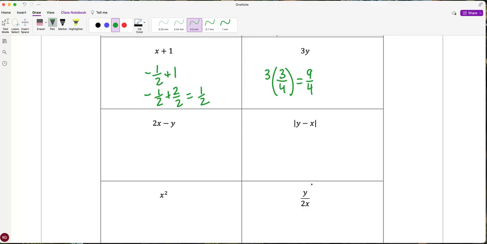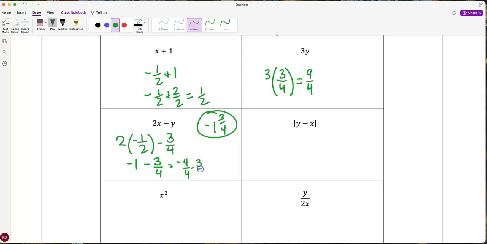2x minus y, so that's 2 times negative 1/2 minus 3/4. So this is negative 1 minus 3/4. So you could write this is negative 1 3/4, that's one answer. Or this is negative 4/4 minus 3/4 is negative 7/4.